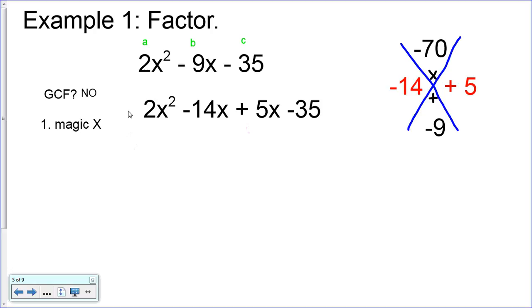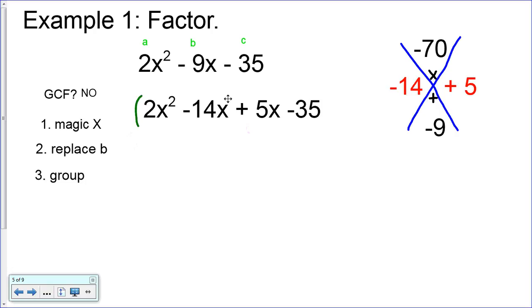This is like when you guys multiply binomials together, you tend to get 4 terms and then you combine them to make it into a trinomial, right? So we're just kind of working backwards, okay? Getting our 4 terms. So now I already replaced the b, so I'm going to go ahead and group it.